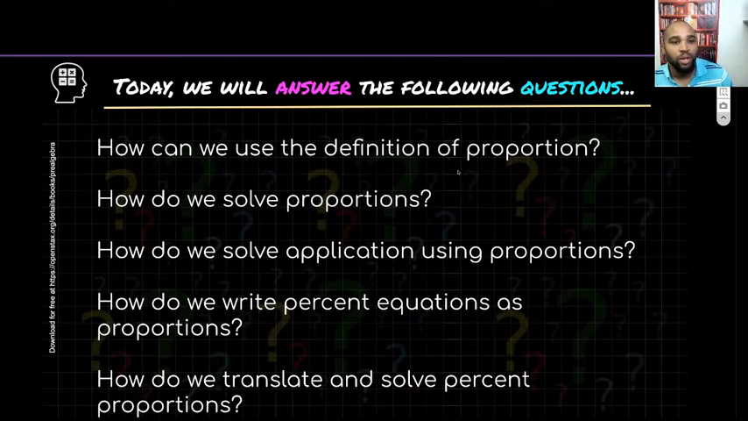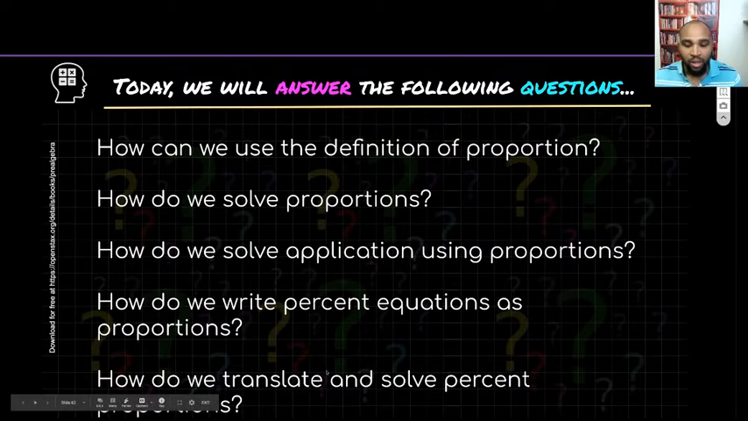The questions that we want to answer are as follows. How can we use a definition of proportion? How do we solve proportions? How do we solve them in word problems? How do we write percent equations as proportions? So we've done it as equations, but how do you set up a percent as a proportion? And how do we translate and solve percent proportion? So let's get into it.